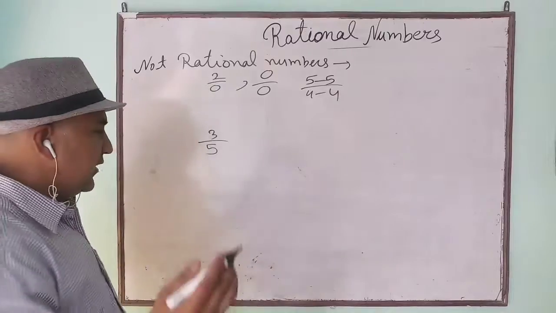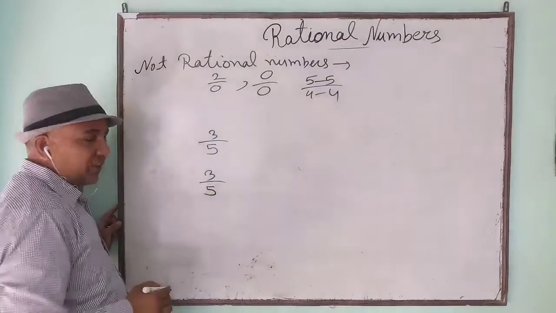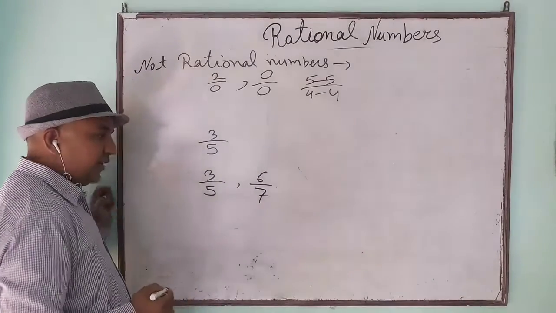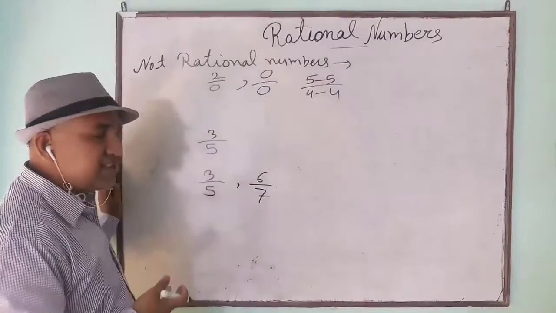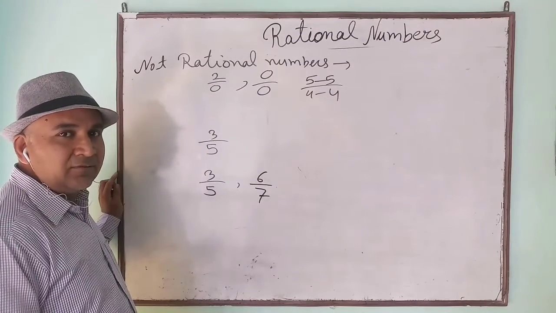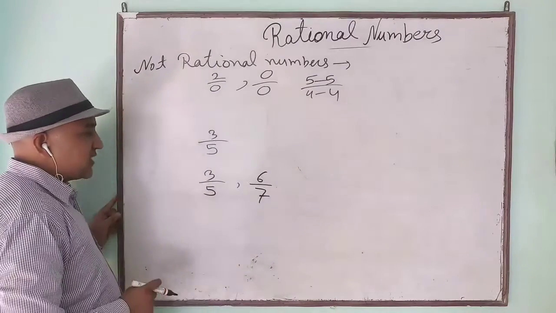But before that, give me one more answer. Suppose I am giving you two rational numbers. One is 3 by 5. Second is 6 by 7. Can you identify which one is greater, which one is smaller? Do you know this method or not? In class 6 you have studied. By the way, I am going to revise once again.